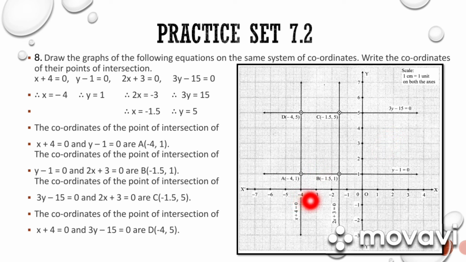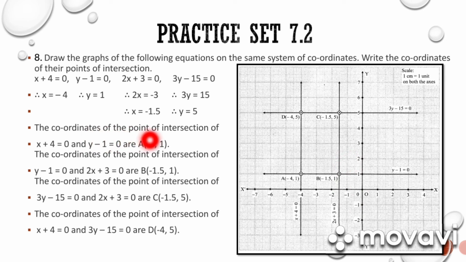The line passing through x = -4 is x + 4 = 0. The line passing through y = 1 is y - 1 = 0. The line passing through y = 5 is 3y - 15 = 0. The line passing through x = -1.5 is 2x + 3 = 0.